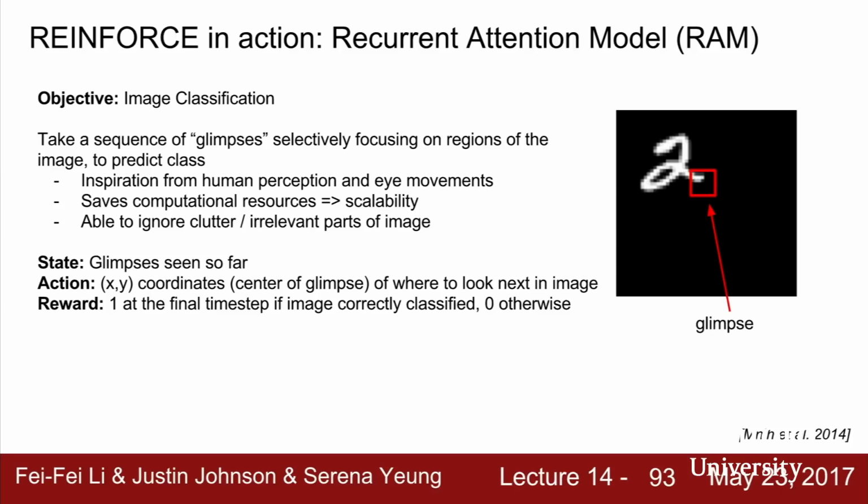This saves a lot of computational resources, and you can think about the benefits of this to scalability, being able to, let's say, process larger images more efficiently. Finally, this could also help with actual classification performance, because now you're able to ignore clutter and irrelevant parts of the image. Instead of always putting all the parts of your image through your ConvNet, you can use this to first prune out the relevant parts that you actually want to process using your ConvNet.